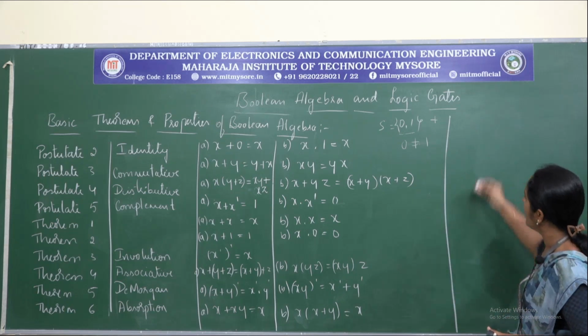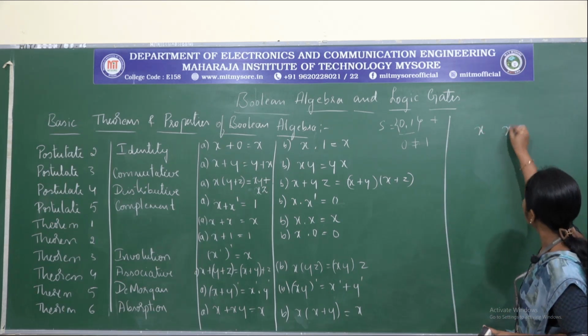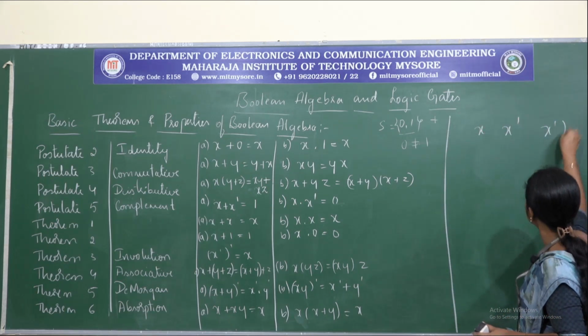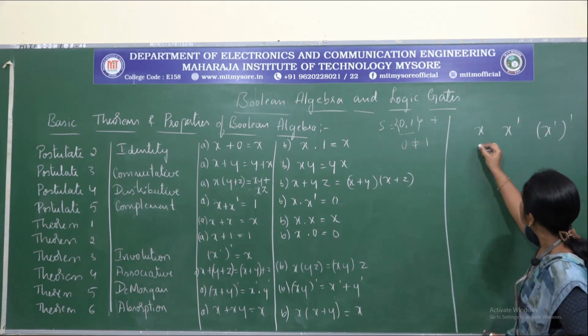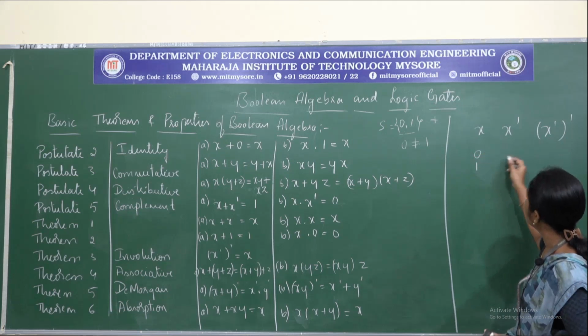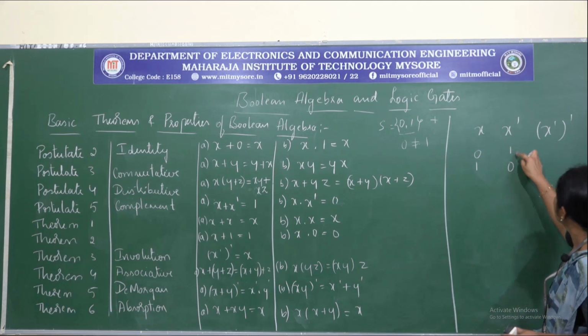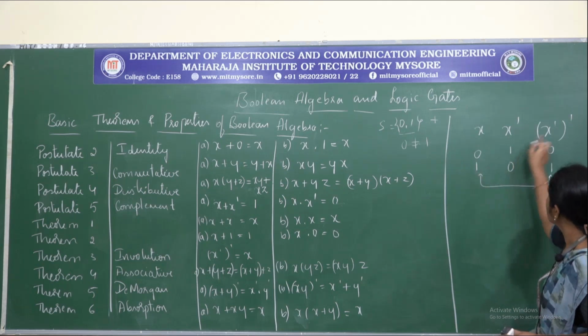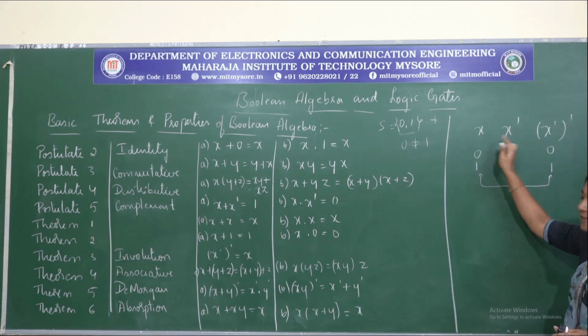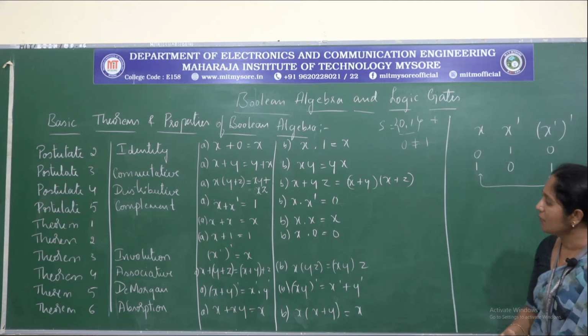So if I consider x, then x dash, and further x dash of x dash, that is the complement of a complement. So x, let us assume it is 0 1, x dash will be 1 0, so the complement of this will be 0 1. Therefore x dash of whole dash is equal to x. So this is for theorem 3.